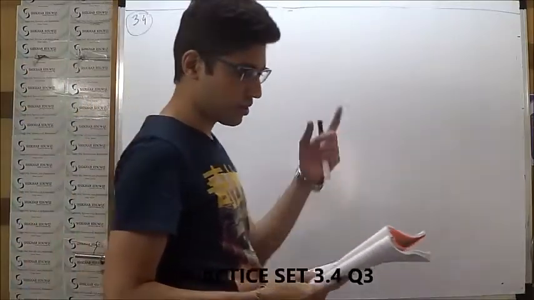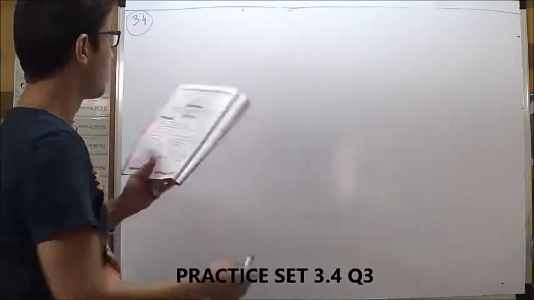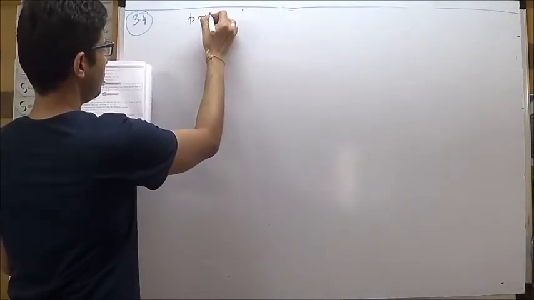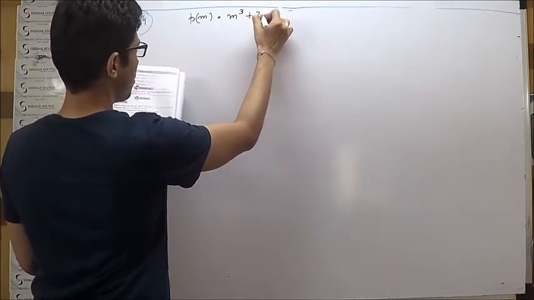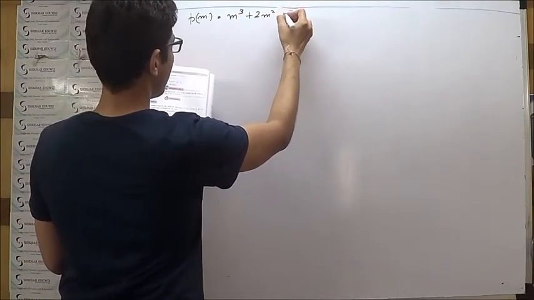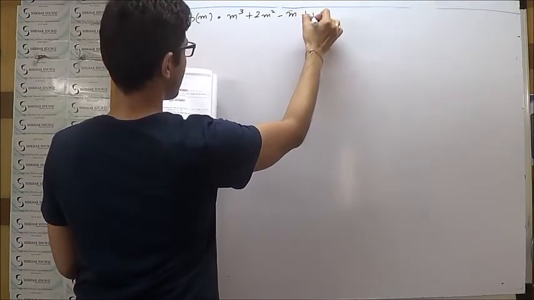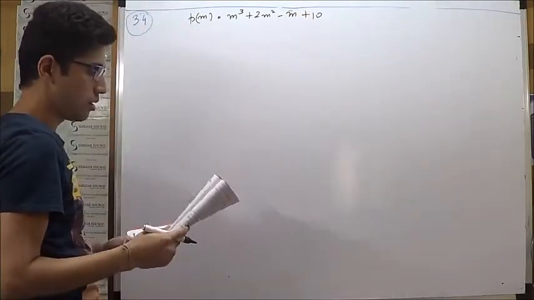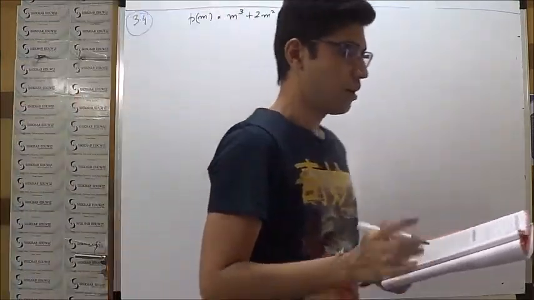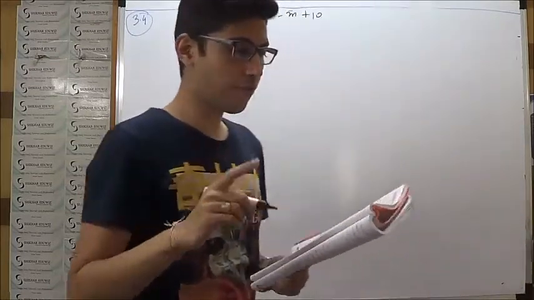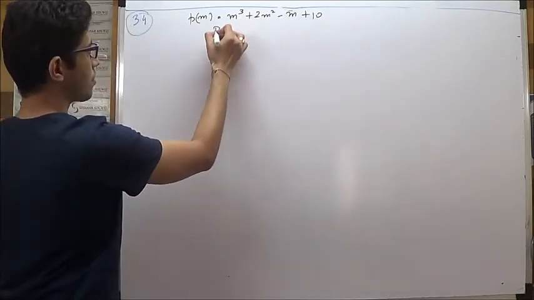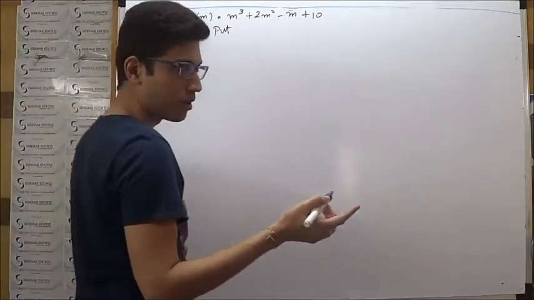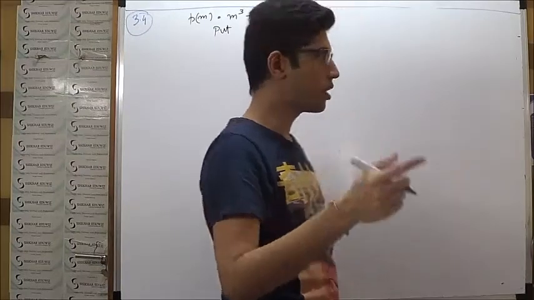Let's see, next sum. If p of m is equal to m cube plus 2m squared minus m plus 10, then find p of a plus p of minus a. So obviously our steps remain the same. First you have to find p of a, then find p of minus a, and add both the expressions.